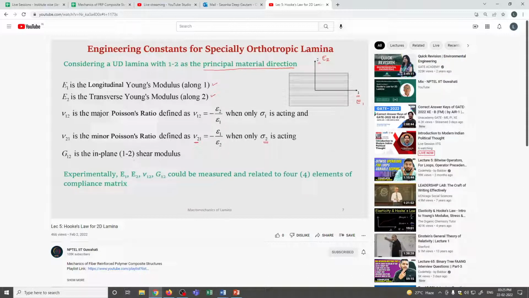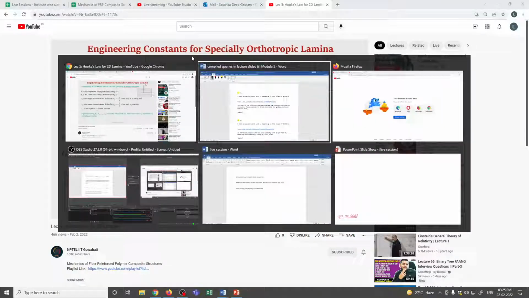Engineering constants we measure in the laboratory, and from those engineering constants we can construct the elastic constants, or the stiffness and compliance matrices. I hope this is clear. If not, you may write in the chat box. I'll see.